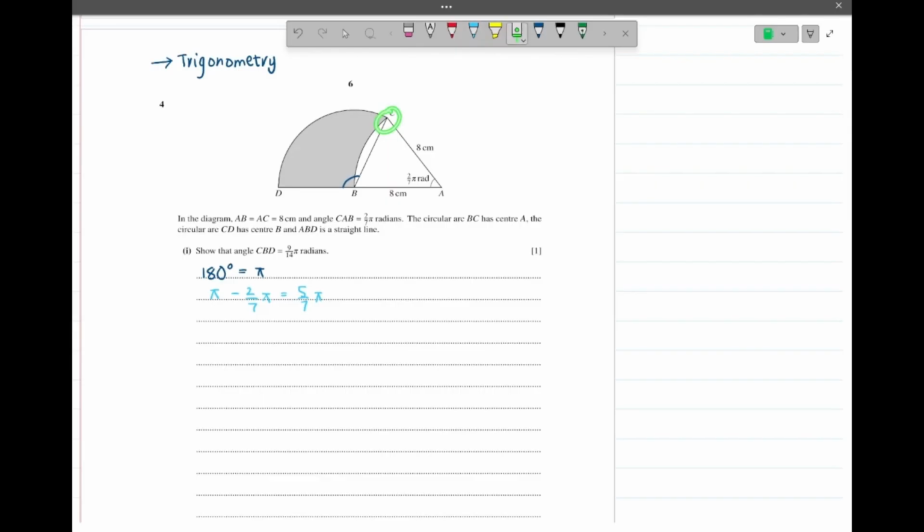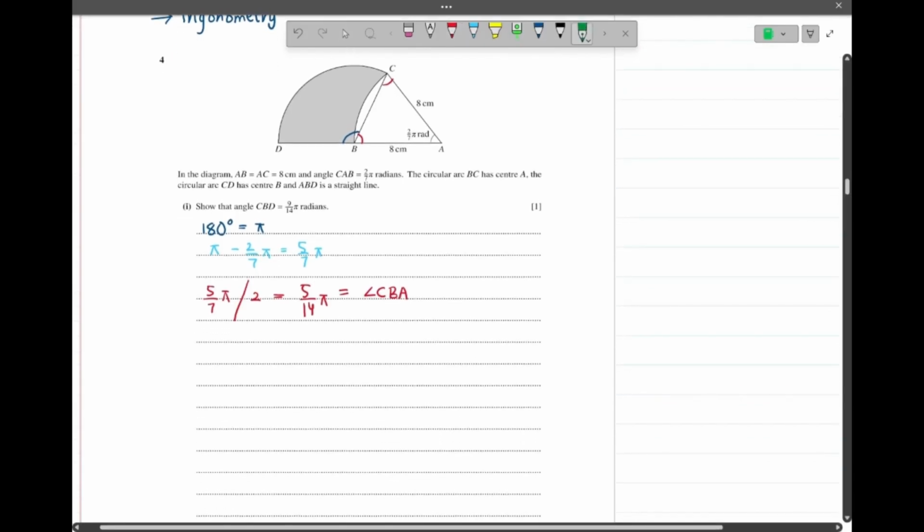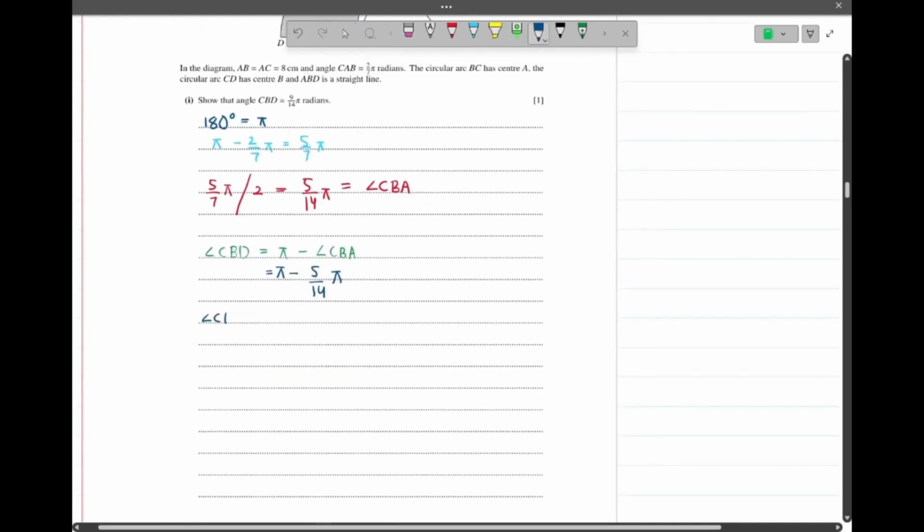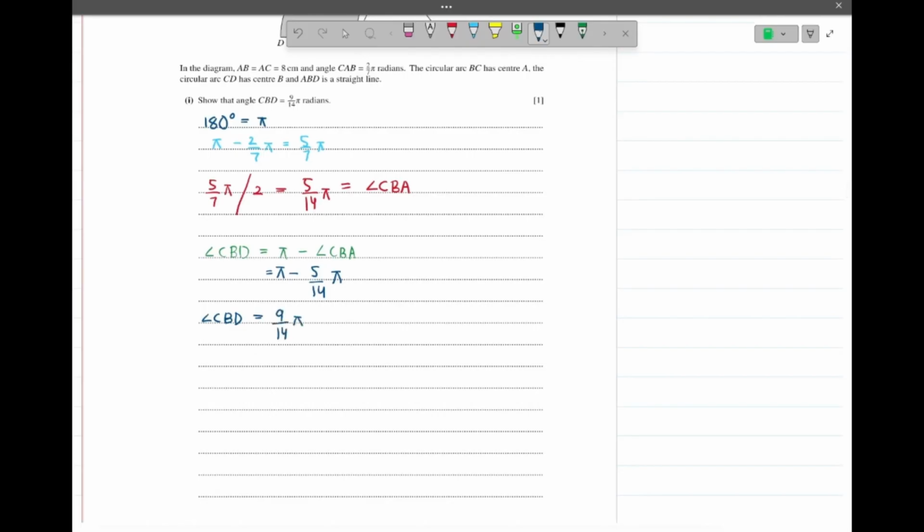This means that the sum of these two angles, this angle and this angle, is 5 by 7 pi. So I'll now divide this by 2. And that's going to give me 5 over 14 pi. Now remember, this is the value of this angle and this angle. So I can say that this is equal to angle CBA. They want me to find out angle CBD, and I'm going to find that by saying angle CBD is equal to pi, which is 180, minus angle CBA. You can see that if I have this as a straight line, I'll subtract this angle to get this angle. So that's what I'm doing over here. I'll just plug in the value that I found in the last part. Angle CBD is 9 over 14 pi, just as it mentions in the question. So you can write over here, shown.